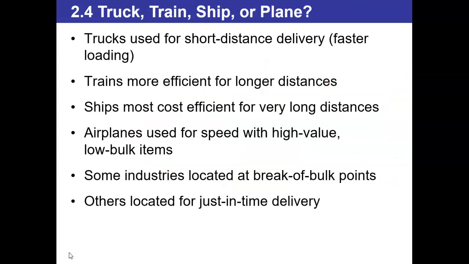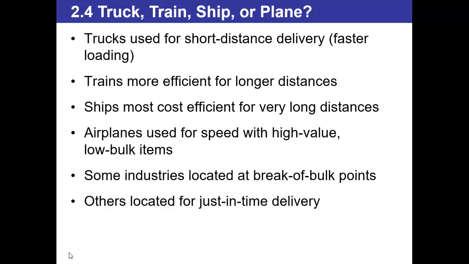Transportation is a major consideration for industries. They've got to think about the most cost-effective way to get products to market. Trucks are used for short distance delivery. They're faster with loading. Trains are more efficient for longer distances. Ships are more cost efficient for very long distances. Airplanes are used for speed with high value, but they usually transport low bulk items.